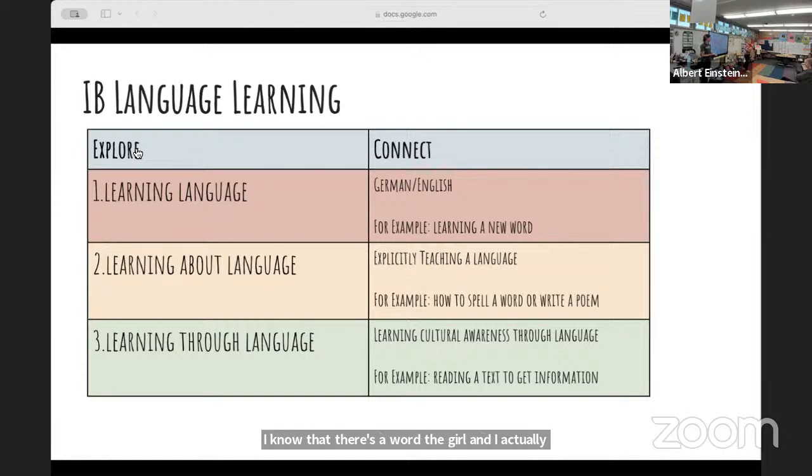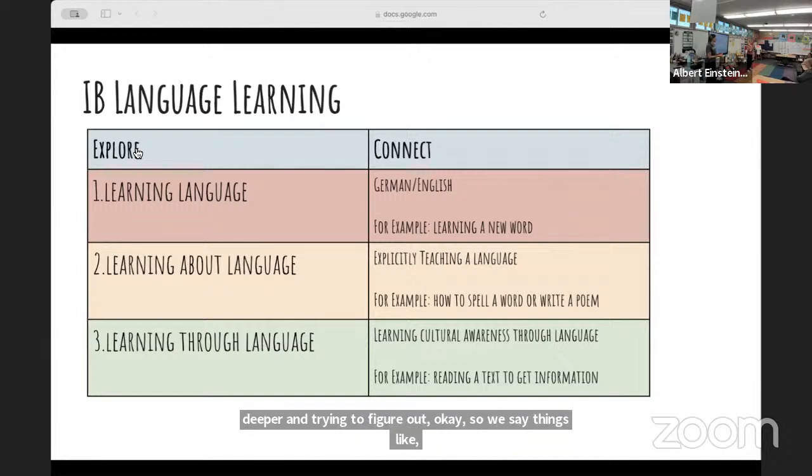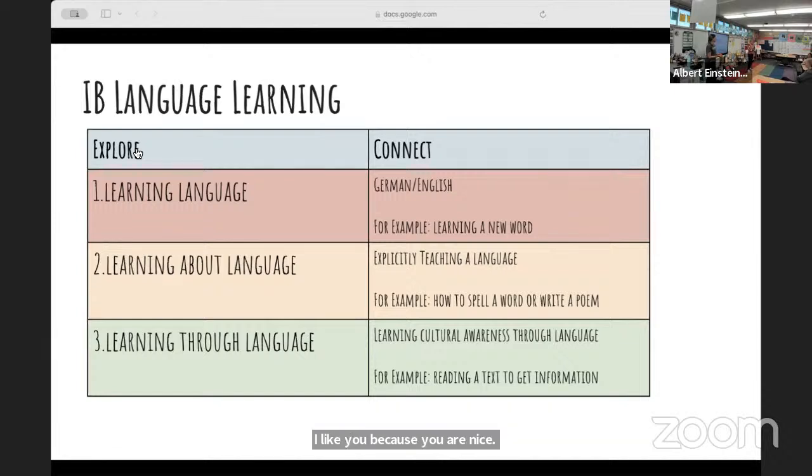Then we're learning about a language. That goes a little bit deeper in trying to figure out, okay, so we say things like, I like you because you are nice. Well, in German, when you use because, that means you have to put your verb to the end. And so you're learning about a language. We do it this way in English, but we're doing it differently in German to get that same message across.